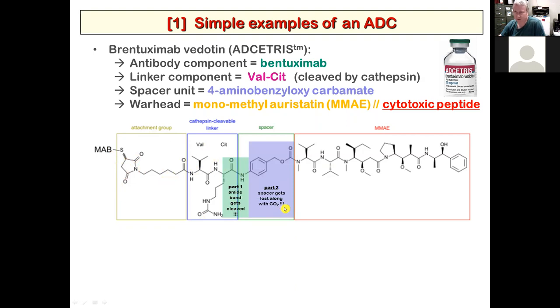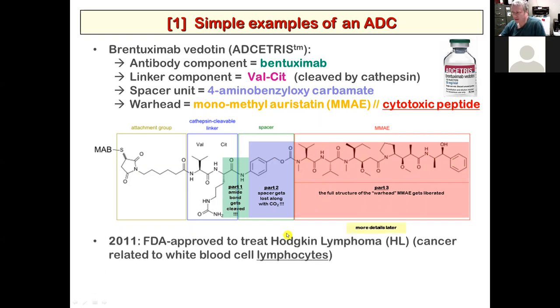It's a cool mechanism, and we'll show that later. But basically, you can imagine the free NH2 pushes its electrons in. The double bond pushes in. This double bond pushes in. This thing gets lost as CO2, carbon dioxide, which is really cool. And then at the very end, the full structure of the warhead gets liberated. So the warhead gets completely, with all of its atoms, released inside the cell. Super cool. More details on that later. Anyway, I just modified the slide, and this is all from the asynchronous lecture.